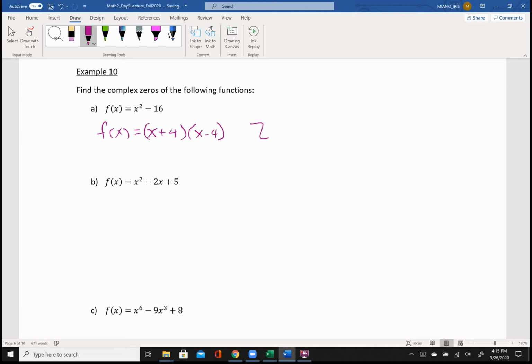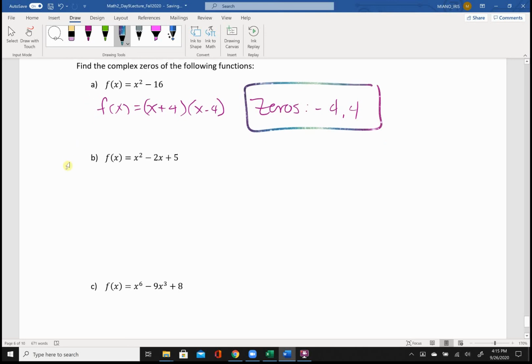And so the zeros are 4 and negative 4, right? Duh. Like, we knew that. And it just goes to show you that when they say complex zeros, they're just asking what the zeros are. They could have imaginary parts or not. These two complex zeros happen to be real and have no imaginary part, okay?